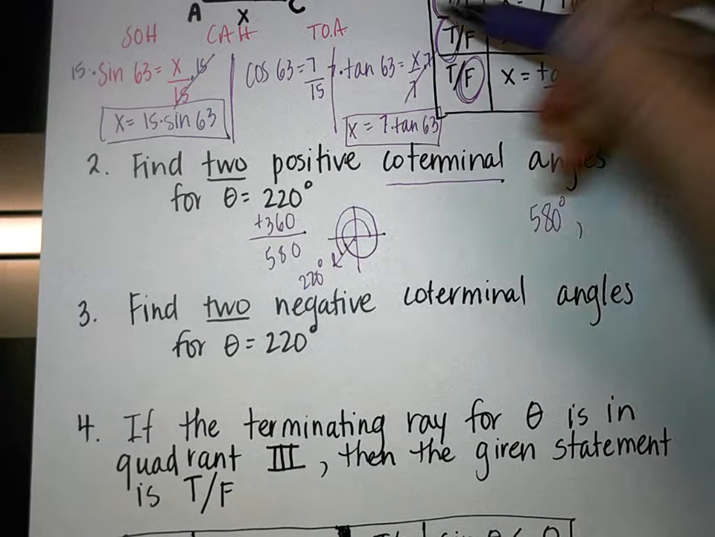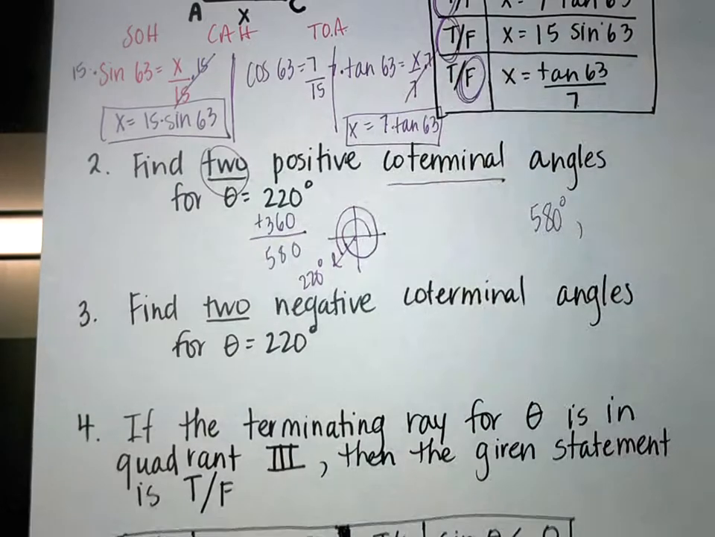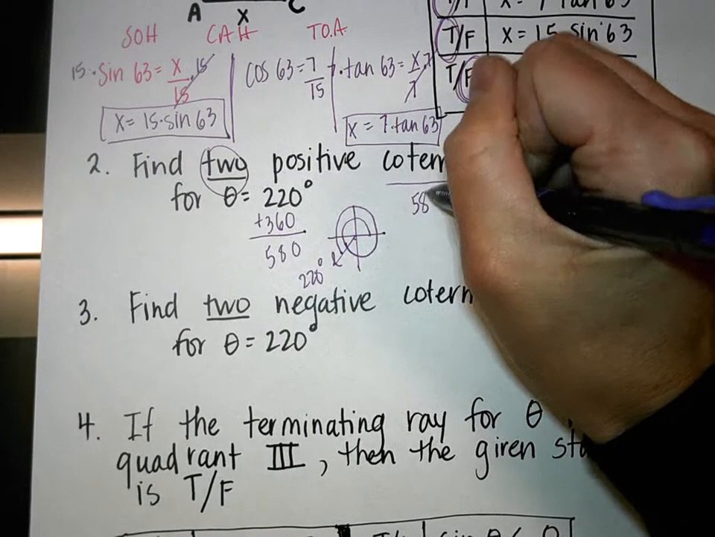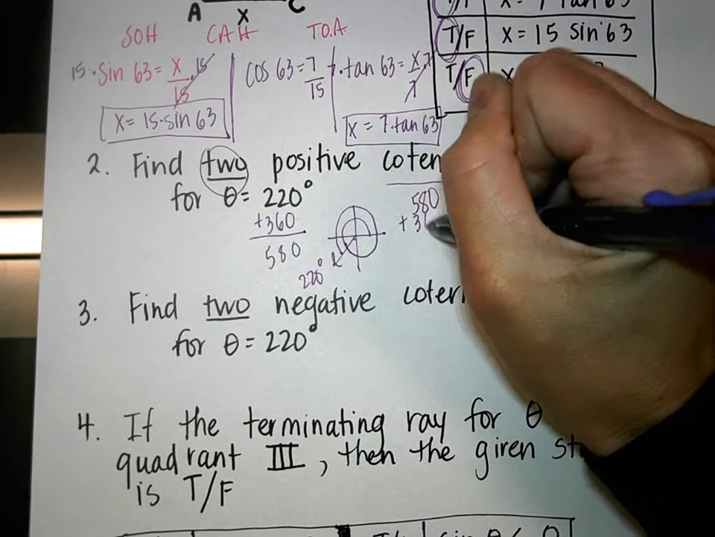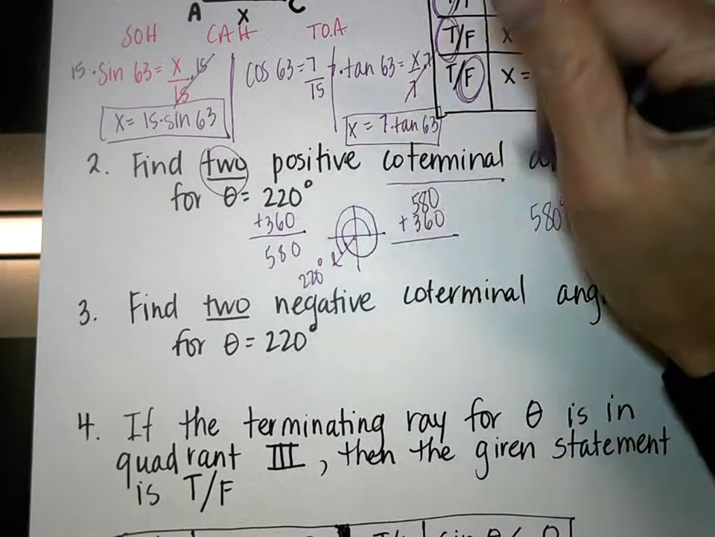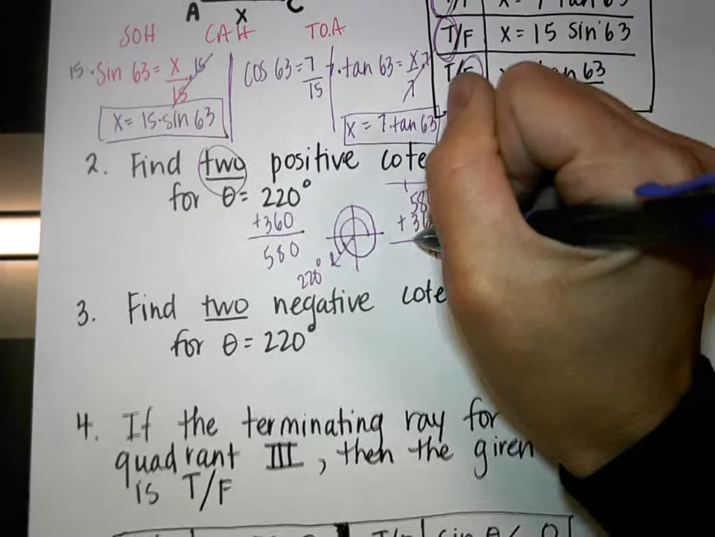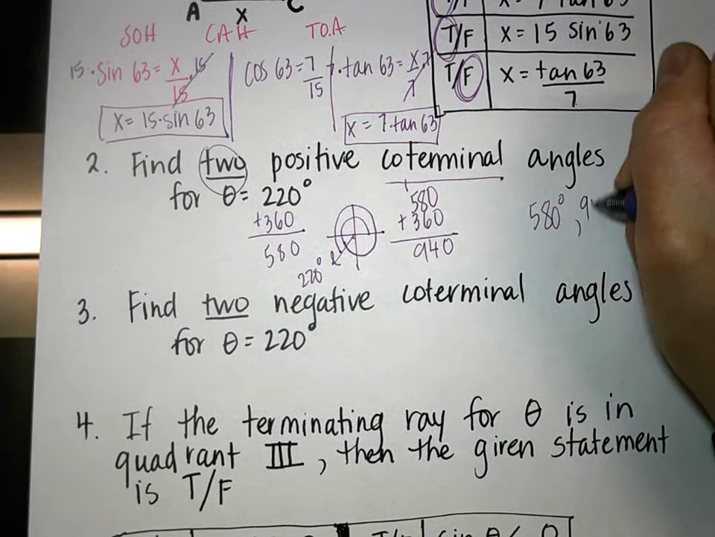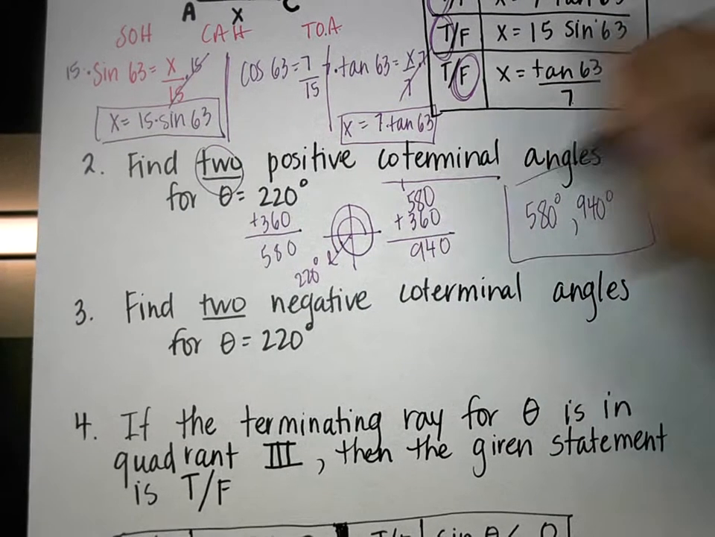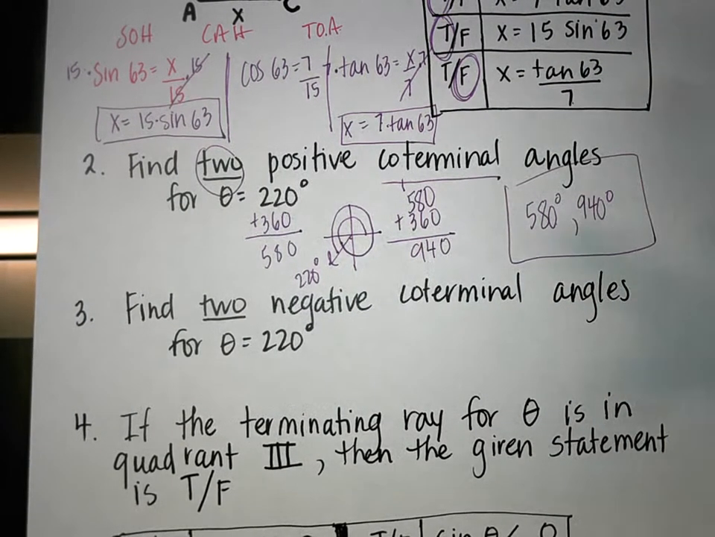I can get another positive coterminal angle, and again, they asked for 2 here. So all I do is take the 580 degrees, add another 360, because we just do another loop around. We add, and I end up with 940 degrees. Those are my 2 positive coterminal angles.